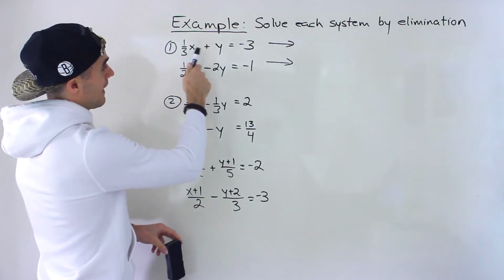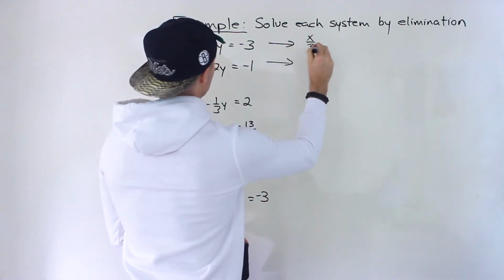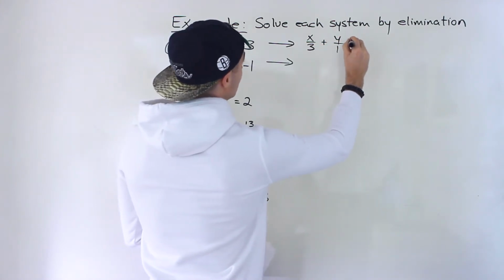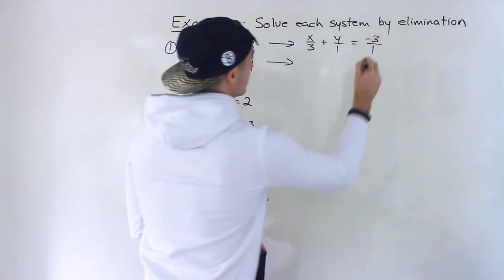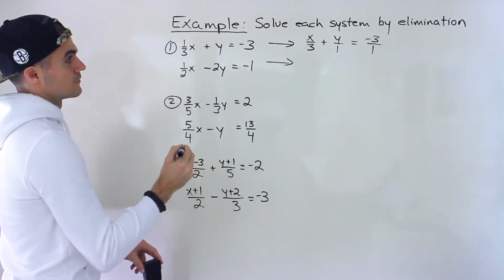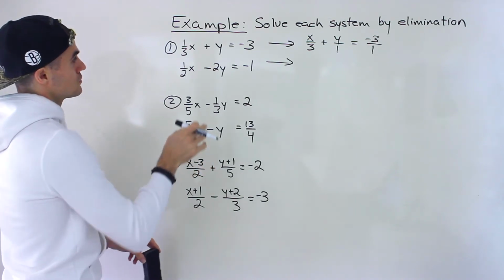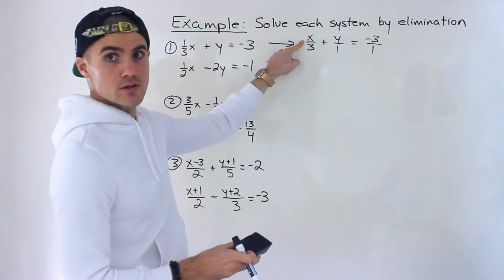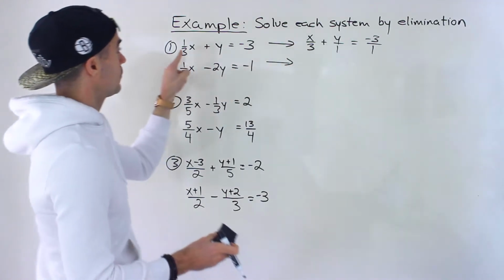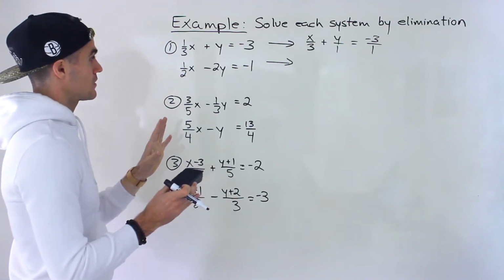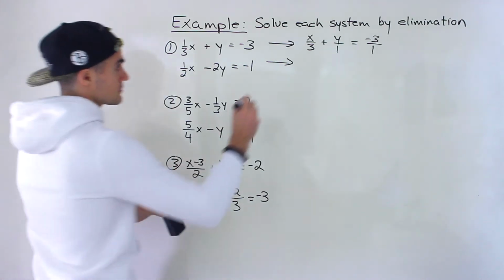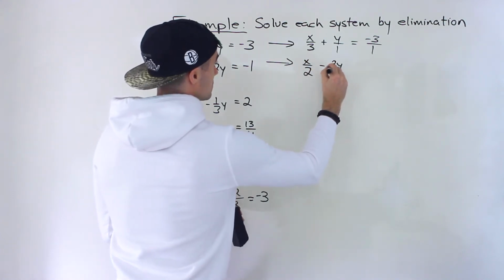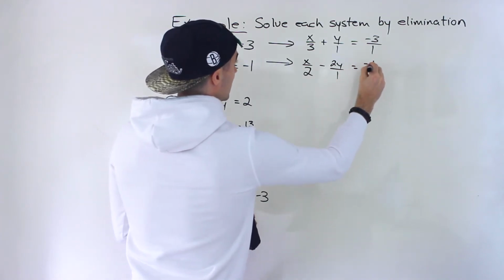So 1 over 3x, that's the same as x over 3, and then we'll have plus y. The y I'm going to put over 1, and then the negative 3 I'll put over 1 like that. I just feel like it's a cleaner way to look at it. Instead of having 1 over 3x, you may get questions in this format, x over 3. Both of those are the exact same thing. Same thing over here, this 1 over 2x I'm going to change to x over 2, and then this 2y I'm going to put over 1, and the negative 1 I'm going to put over 1.